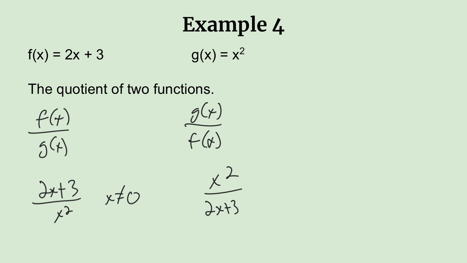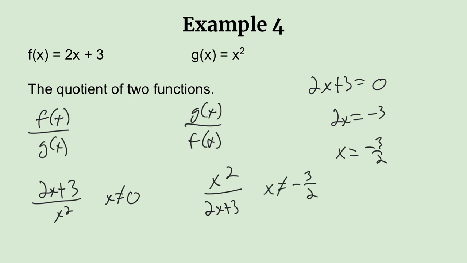To figure this one out, it's a little bit of basic math, but you can also just set 2x plus 3 equals 0 and solve. So you get 2x equals negative 3, x equals negative 3 over 2. So this is where x does not equal negative 3 halves.